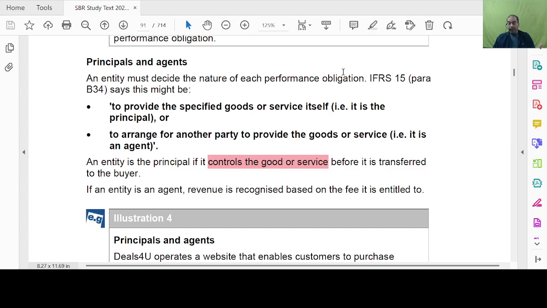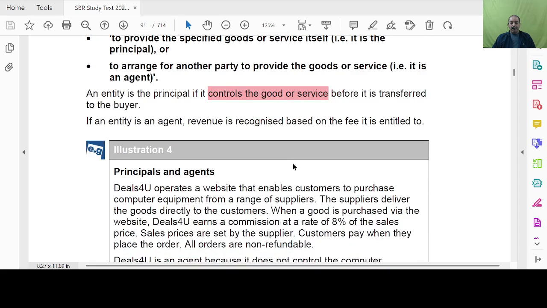So what will the agent record then? The agent will also record some revenue, but that revenue is the commission that he is charging on the sale of goods. The sale of goods is not his revenue. The sale of goods revenue is the principal's revenue. The commission on the sale of goods is the agent's revenue. Correct? So, an entity is the principal if it controls the goods or service before it is transferred to the buyer. If an entity is an agent, revenue is recognized based on the fee that it is entitled to, the commission or the fee that the agent is entitled to.